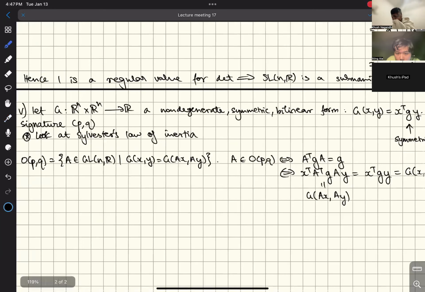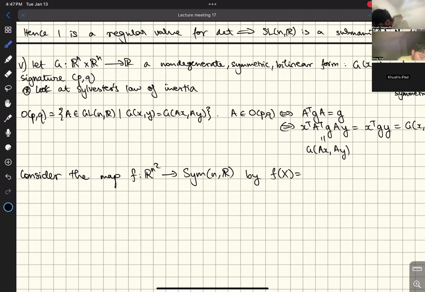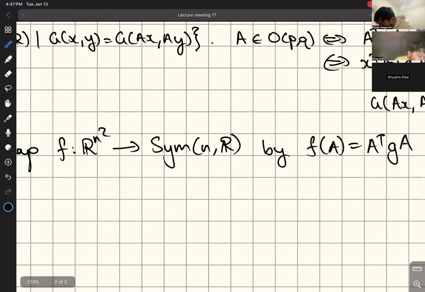With this, now let's consider the map F from R^(n×n) into the space of symmetric n by n matrices, by F of A equals A transpose G A. Now you can actually show that the space of symmetric n by n matrices is a vector space. I'll leave that as an exercise.